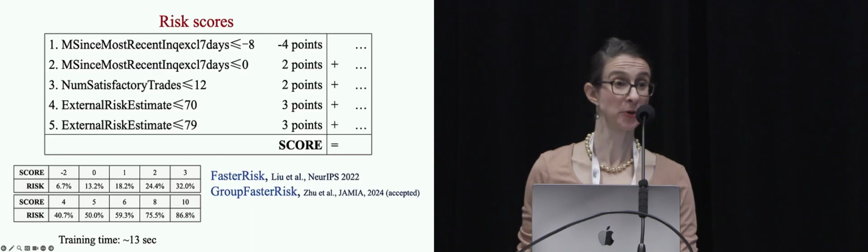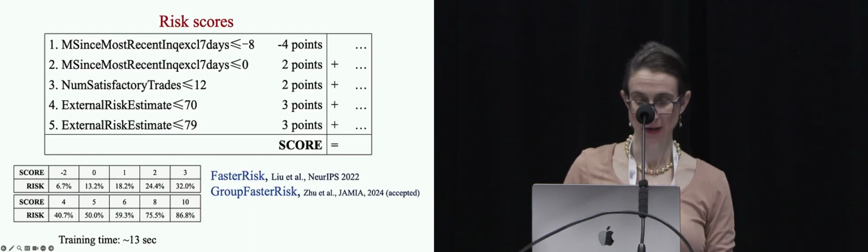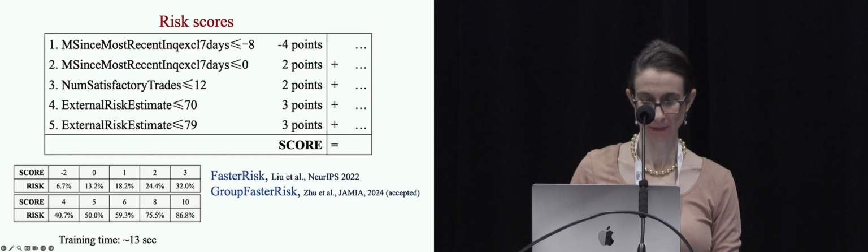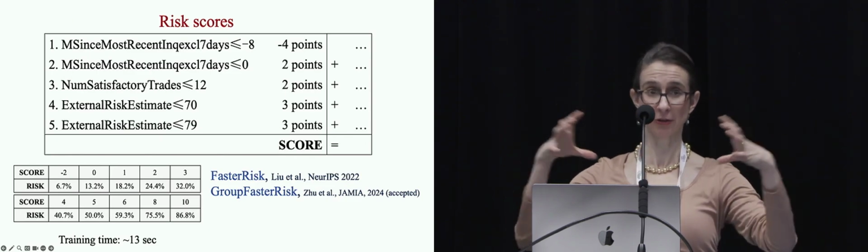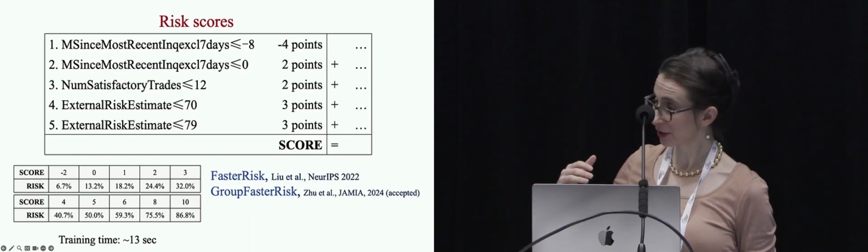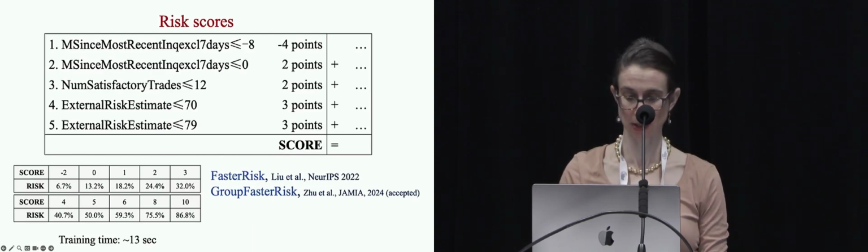If you like, risk scores are sparse GAMs with integer coefficients. So you would add up the points, right here are the integer coefficients, you add them up and you get a risk from a table. And creating these models from data is very difficult because you get all kinds of sparsity constraints and integrality constraints. And we have algorithms for this too. We have the FasterRisk algorithm, and then we now have the GroupFasterRisk algorithm.